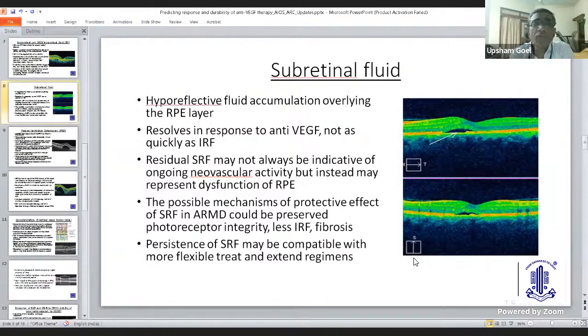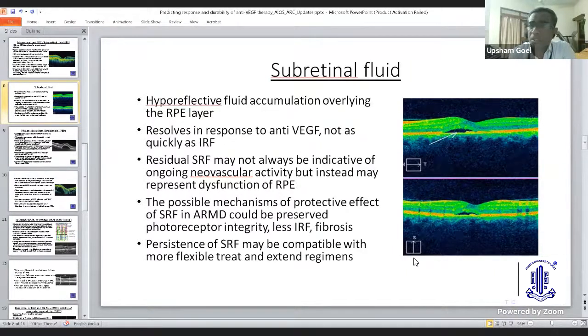And the subretinal fluid is a hyperreflective fluid accumulation overlying the RPE layers. And it resolves in response to anti-VEGF, though it may not respond as quickly as IRF. But interestingly, maybe we don't know, it may actually provide some degree of protection to the fibrotic changes that may occur after the fluids are gone.